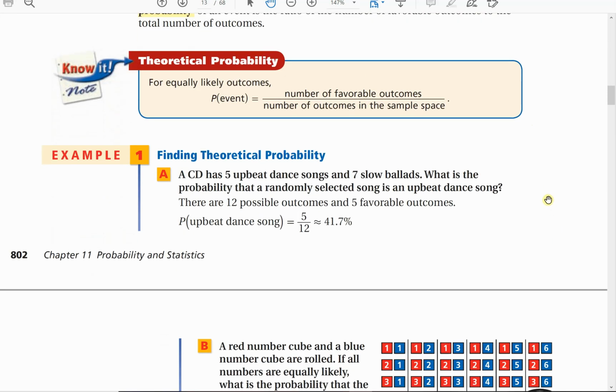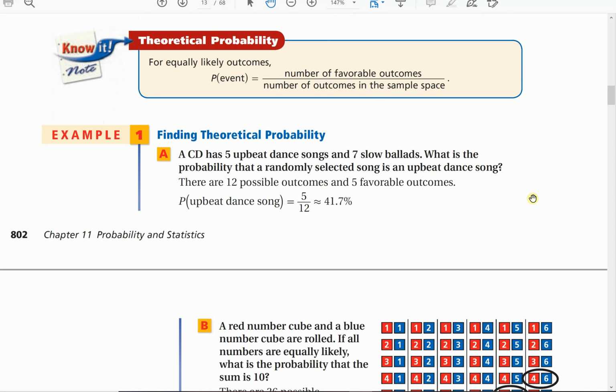Like this one here, a CD, oh, I love this one. A CD has 5 upbeat dance songs and 7 slow ballads. What's the probability that a randomly selected song is upbeat? All right, so what is the total number of songs? 5 plus 7 is 12, so there are 12 possible outcomes. If you hit shuffle, what are the chances of you getting a nice upbeat dance song? 5 out of 12, or about 41.7%.